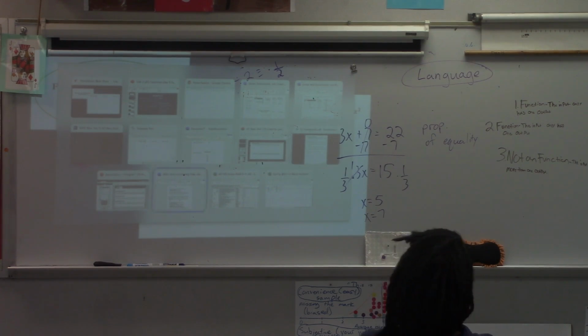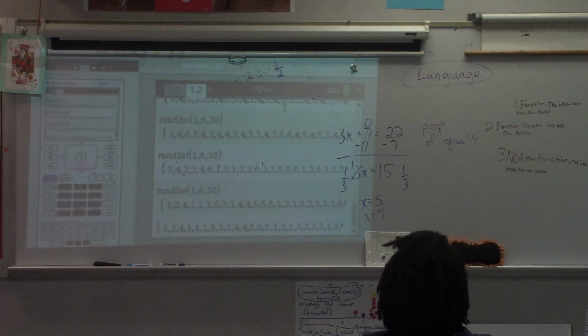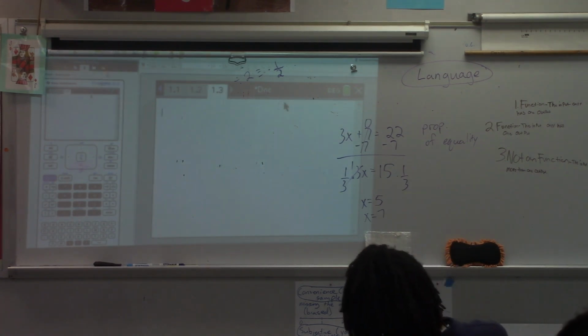Yeah. Oh, if we plug 7 back in, are we gonna get 22? So, I need y'all to see this calculator up here, right? 3 times 7 plus 7 equals 22. Notice I can type that equation in. What's it going to tell me?